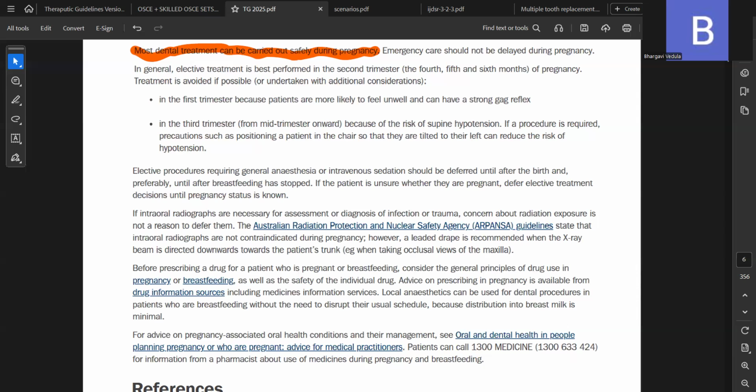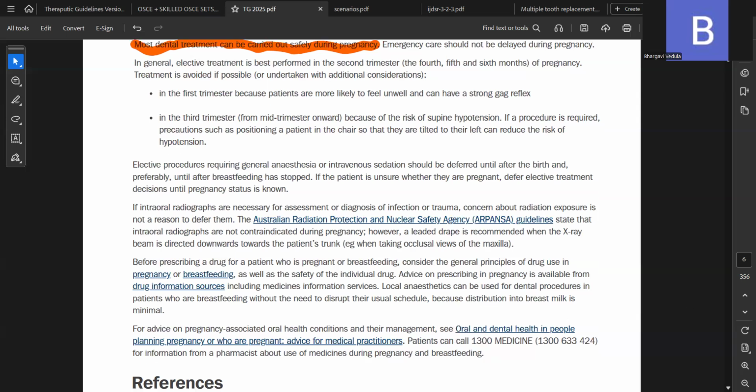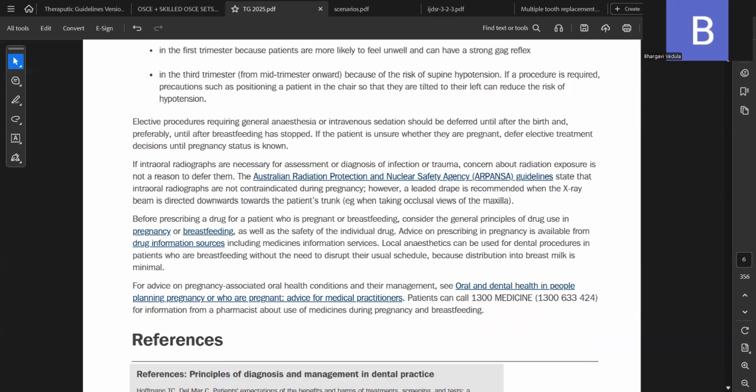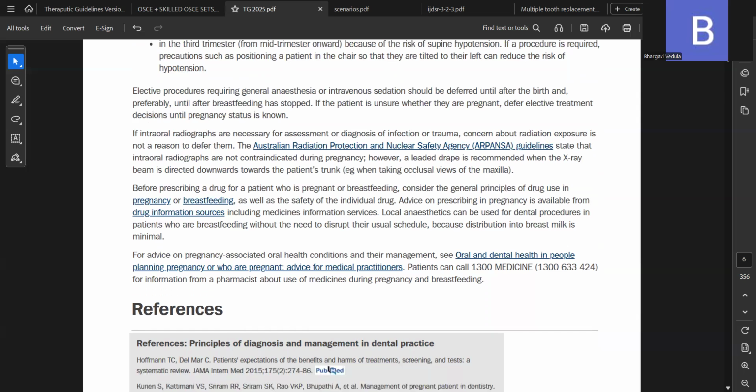Local anesthetics can be used for dental procedures in patients who are breastfeeding without the need to disrupt their usual schedule, because distribution into breast milk is very minimal. So you can use them in patients who are breastfeeding. For advice on pregnancy associated oral health conditions and management, we have another document for that. Patients can call 1300 medicine. This is all for Australia. No need to think about it.